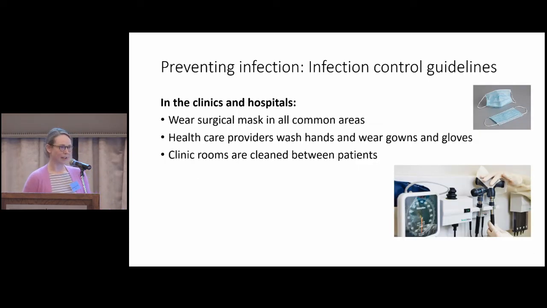And then in addition to everyday activities, the infection control guidelines cover what people with CF can do in the clinics and in the hospitals to try to avoid infection. This includes things like wearing a surgical mask in all common areas of the hospitals and the clinics. Healthcare providers are partnering with people with CF in this too, so wearing the gown and gloves, disinfecting stethoscopes between patients, and we're also cleaning the clinic rooms quite thoroughly between patients to avoid infection transmission.